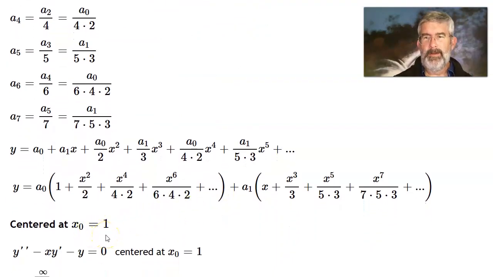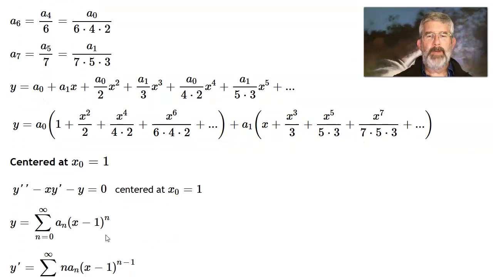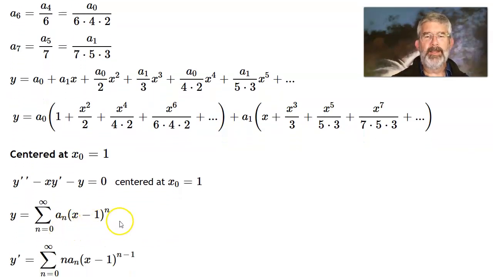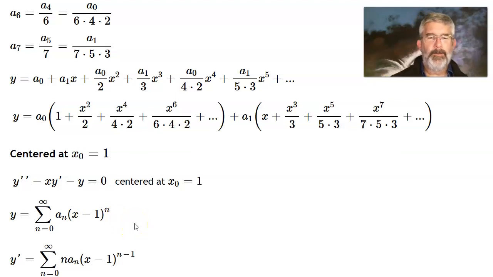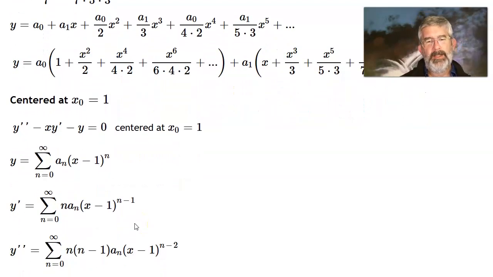Now, this was not actually problem 4, because problem 4 says do it centered at x equals 1. So my power series looks like this: a_n times (x minus 1) to the n. I haven't done an example like this, which is one of the reasons why I want to put this in this video.